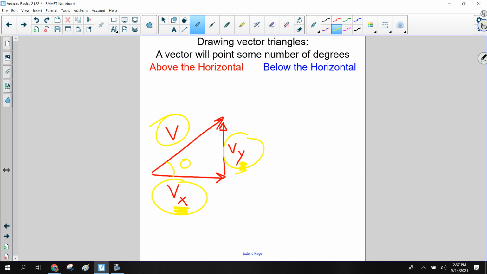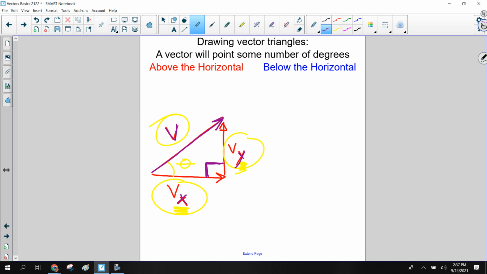Here is the angle above the horizontal. Now, to be clear, a couple things. One, the vector itself will always be the hypotenuse, okay? Which means that your right angle is always going to be between your x and your y components.